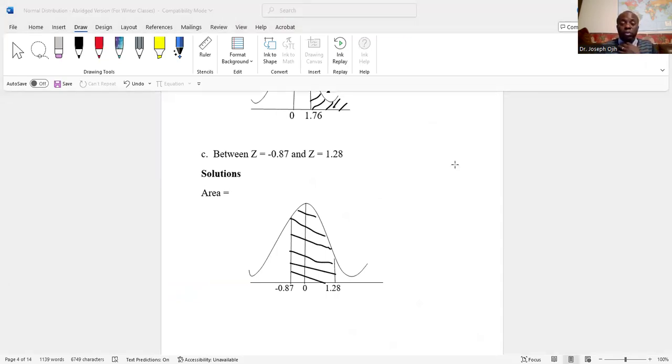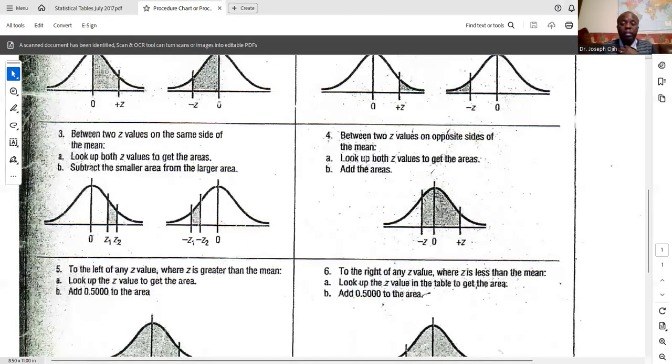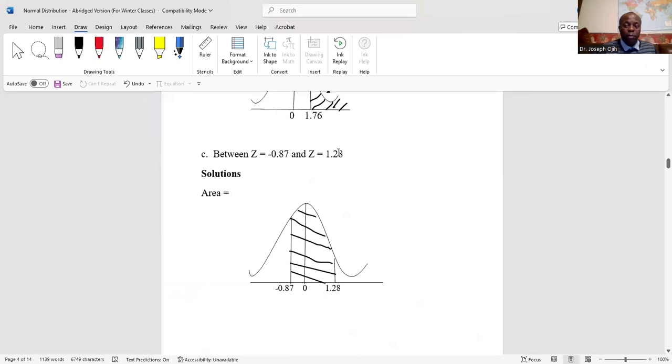It's to look at the value to get the areas, then add the areas, which means that we'll find the area for this, find the area for that. Or like I said, when I say area here, I mean the probability for the two of them. Then add the two probabilities. Now, let's look at this.